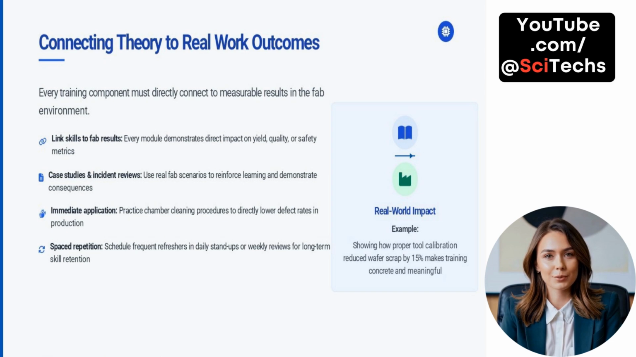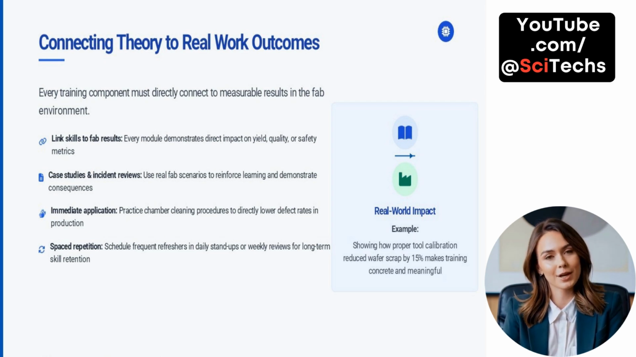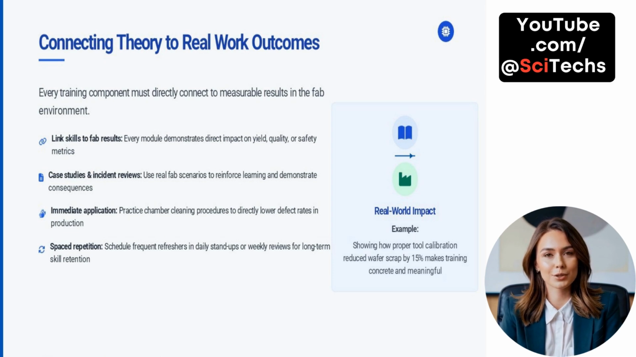One powerful example: a fab that implemented regular tool calibration training reduced scrap by 15%. This kind of outcome proves training isn't academic, it's operationally vital. By continuously linking training content to measurable results, learners see purpose, take ownership, and improve their performance from day one.